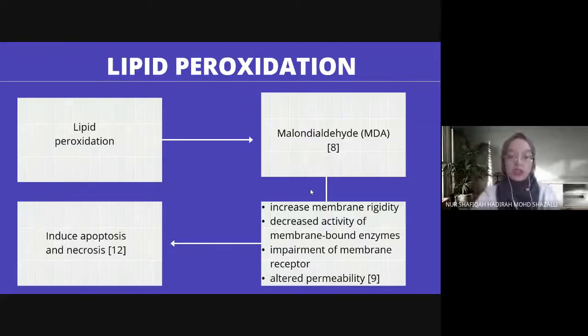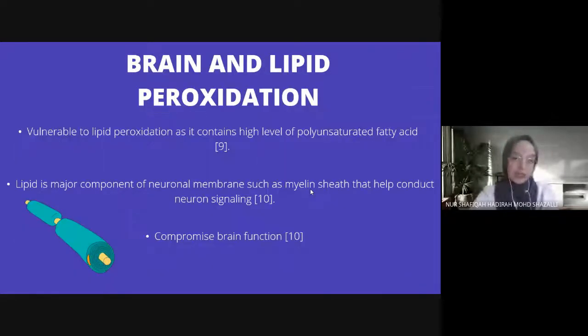Lipid peroxidation is a mechanism where free radicals attack lipids such as polyunsaturated fatty acids that will form malondialdehyde. Malondialdehyde is a reactive aldehyde that is harmful to the viability of cells and tissue. The effects of lipid peroxidation are increased membrane rigidity, decreased activity of membrane-bound enzymes, impairment of membrane receptors, and altered permeability. And if the oxidative damage occurs beyond capacity, it can induce apoptosis and necrosis.